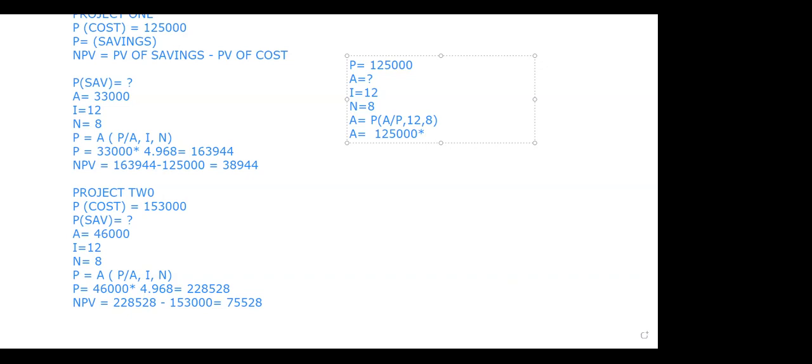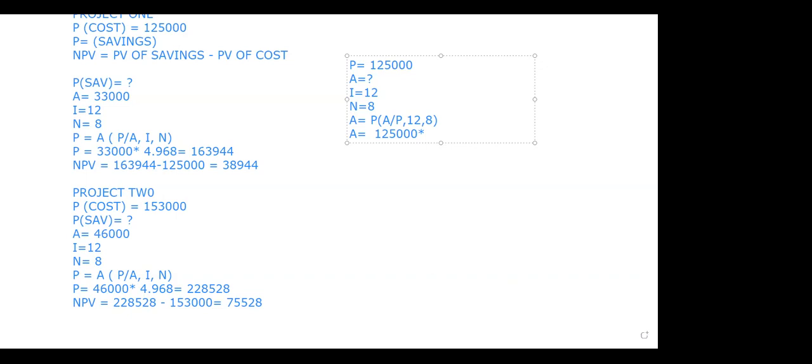We are trying to recover the capital. The capital was 125,000 invested at once. We want to recover it over a period of 8 years. So what is the annual worth of the recovery? And that is why it is called a capital recovery factor.